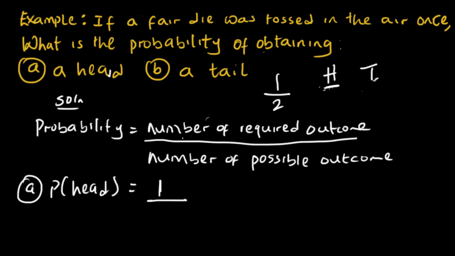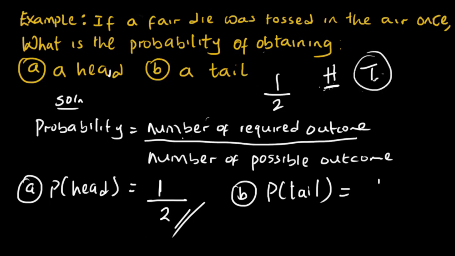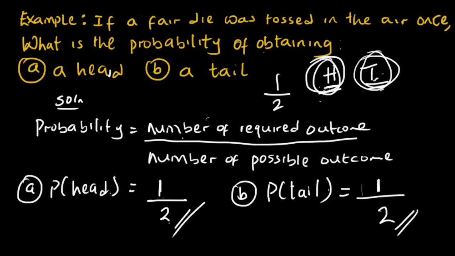So for A, the probability of obtaining a head equals 1 over 2, since we can have just 1 head out of 2 possibilities. Does that make sense? Now for B, what's the probability of obtaining a tail? How many tails could we have? 1 tail. And we have 2 possibilities. So the probability of obtaining a head is 1 over 2, and the probability of obtaining a tail is also 1 over 2. Don't forget, we had 2 possibilities, that's why we're having over 2. Out of those 2 possibilities, we have just 1 head, and for tail, just 1 tail. Do you understand? Let's take another question.